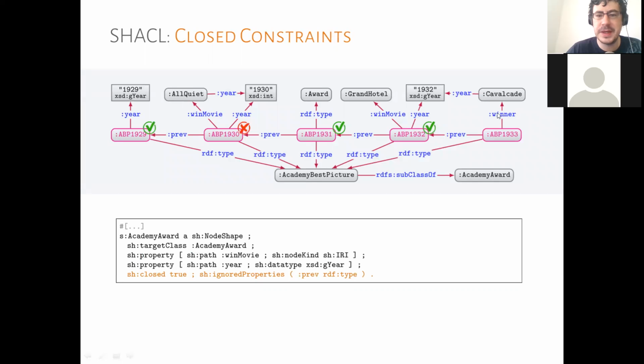And we see that winner is not a property. We have our other win movie. So this looks like it's going to fail because it uses a property that's not mentioned by the shape or ignored here in this list. So this essentially restricts the definition or the description of a node to use certain properties.